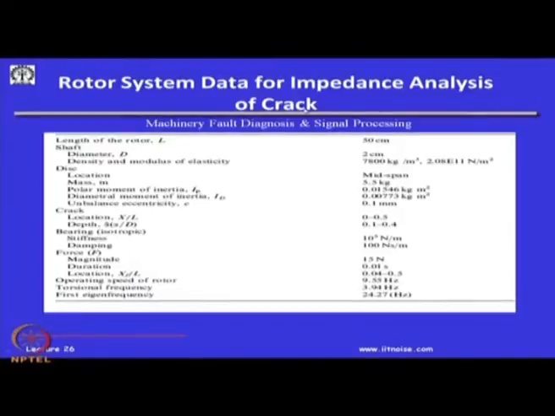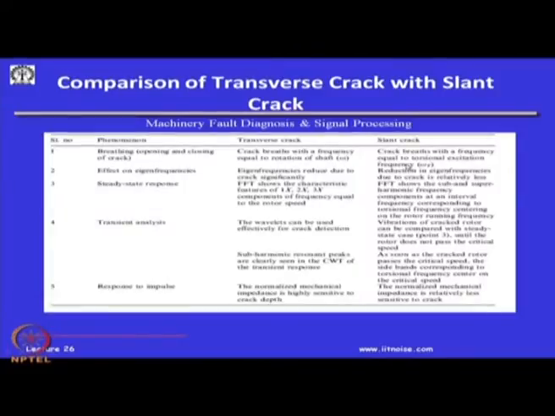Now, to do the impedance analysis of the cracks in the laboratory, this is some of the data which we used. The length of the shaft was about 50 centimeter, diameter was 2 centimeter, and the density, etc. And then the first eigenvalue was 24.27 hertz. Rotor was rotating at 9.55 hertz. With this kind of simulation, we did the analysis, and this last table here gives a comparison of the transverse crack with the slant crack.